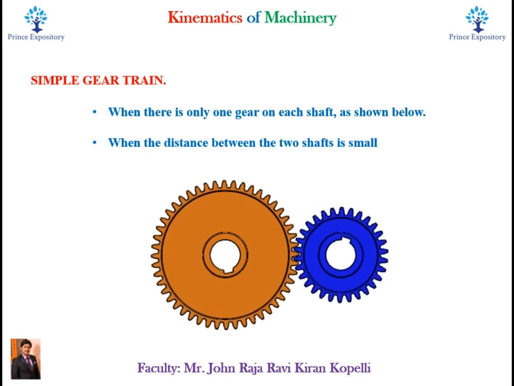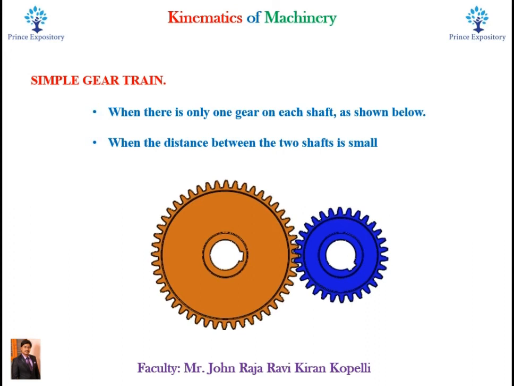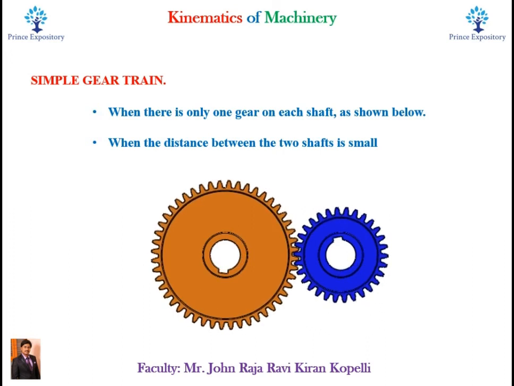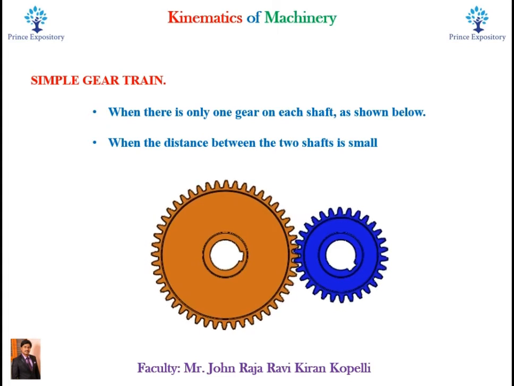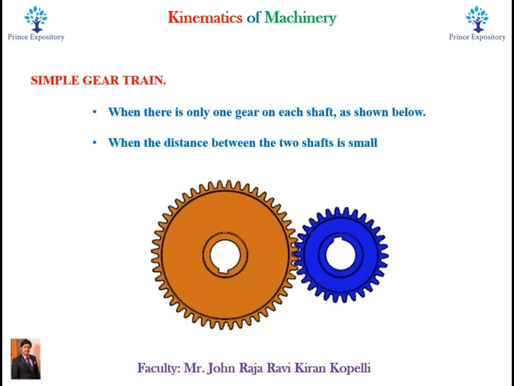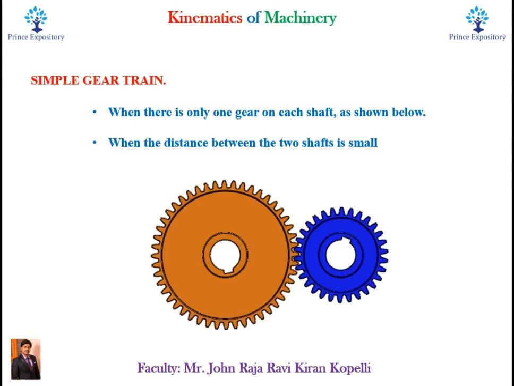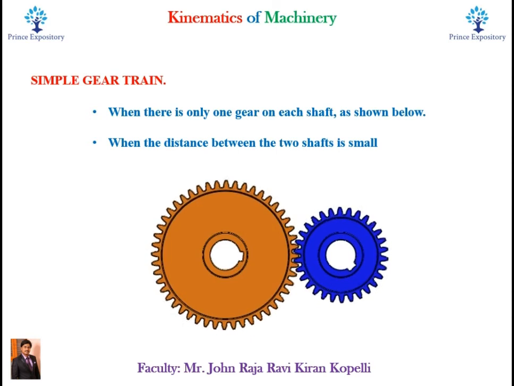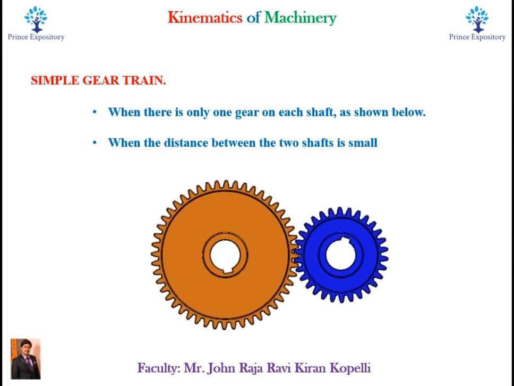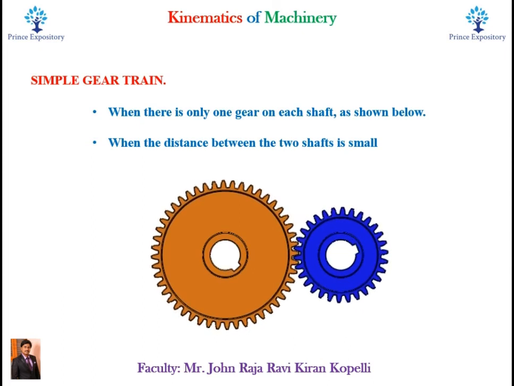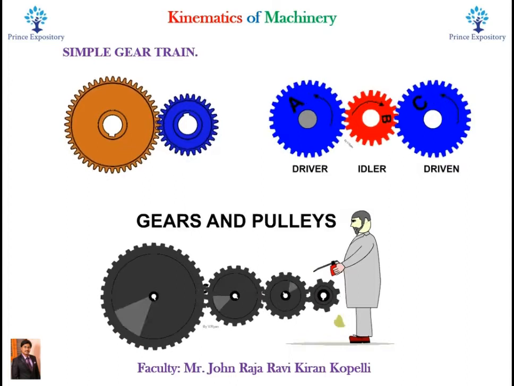There is another concept in this simple gear train that is about the train value. The train value is defined as the reciprocal of the velocity ratio. That means train value is equal to 1 by velocity ratio. When the distance between the two gears is large, the motion from one gear to another can be transmitted by one or more number of idle intermediate gears.